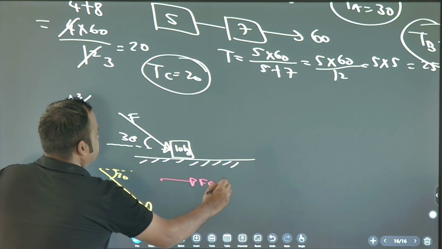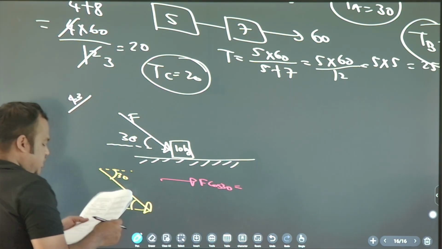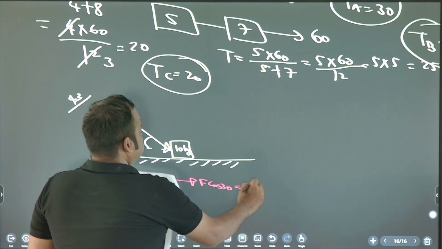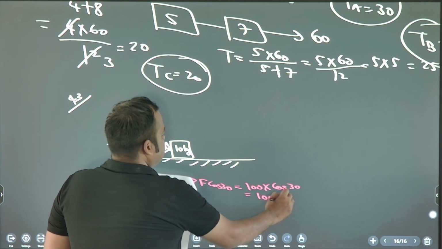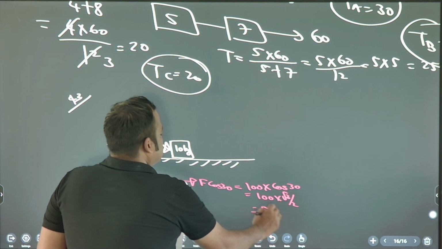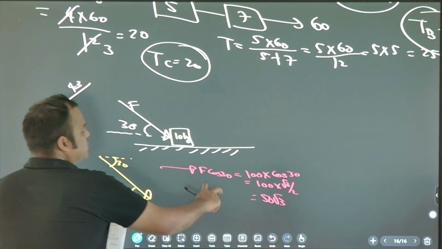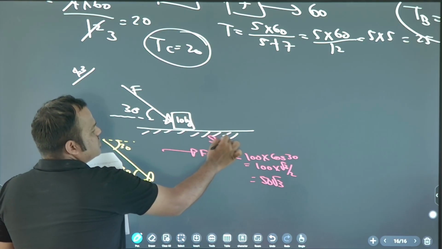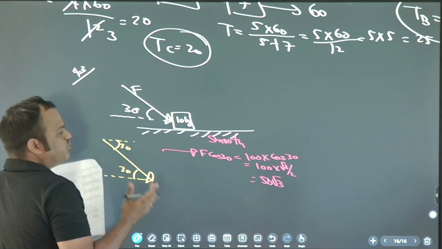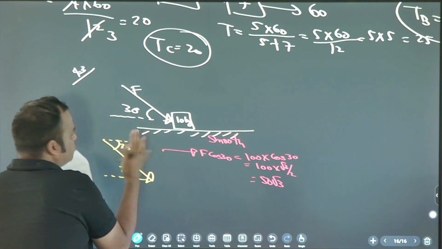F cos 30. How much is F cos 30? F is given as 100. So 100 into cos 30. What is cos 30? Root 3 by 2. So 50 root 3. F cos 30. Understood? Is there any friction? No friction. What type of surface is it? Smooth surface. No friction.